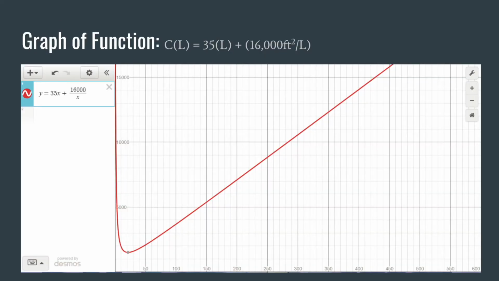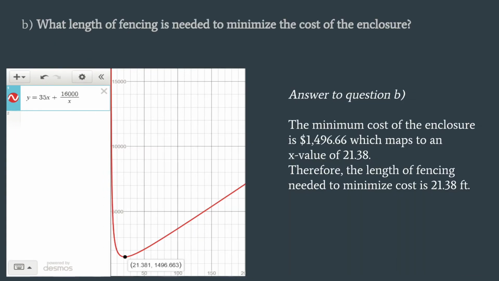We chose to use Desmos to present the graph of our function. We kept our window at x is greater than or equal to 0 and y is greater than or equal to 0 because realistically there are no negative lengths. To find the minimum cost of the enclosure, we understood that we needed to find the minimum point on the graph. The minimum coordinate had an x value of 21.38 and a y value of 1,496.66. To answer question B, the length to minimize the cost would be 21.38 feet.